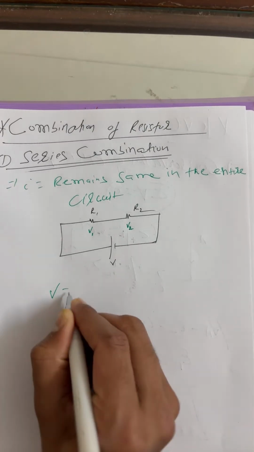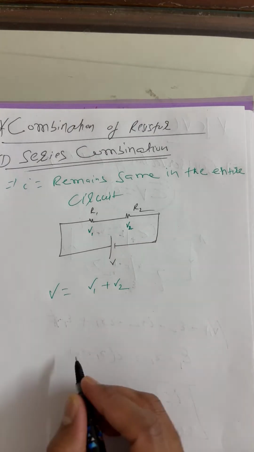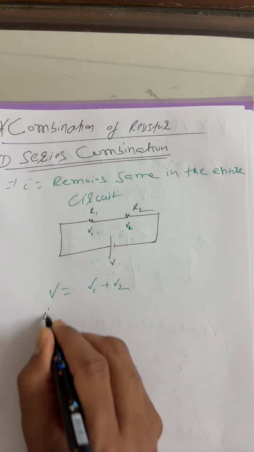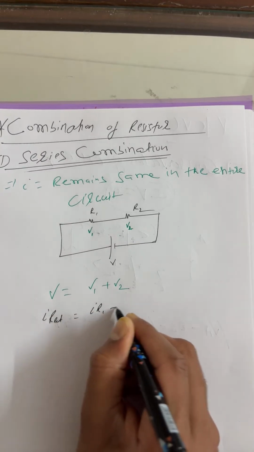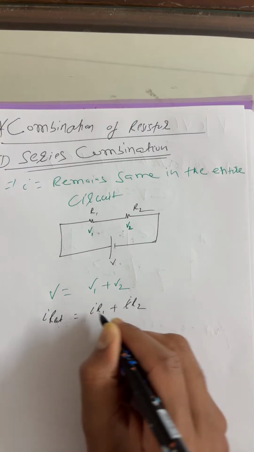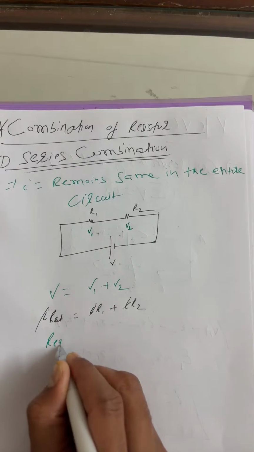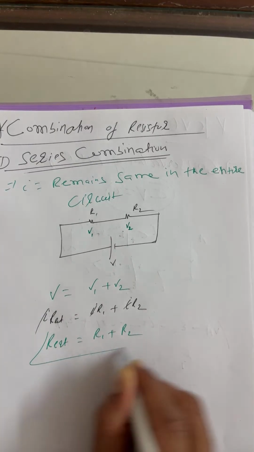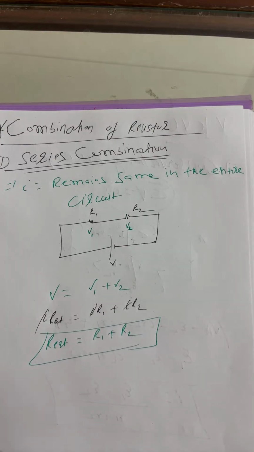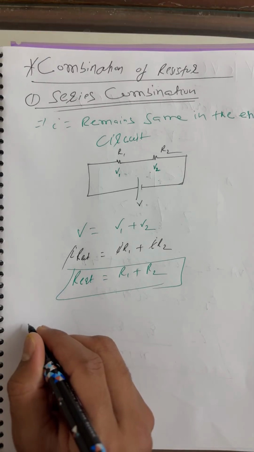So you can write V equals V1 plus V2. What is V? It is I into R equivalent, which equals I into R1 plus I into R2. So we can write R equivalent equals R1 plus R2. Now students, next have a look here.